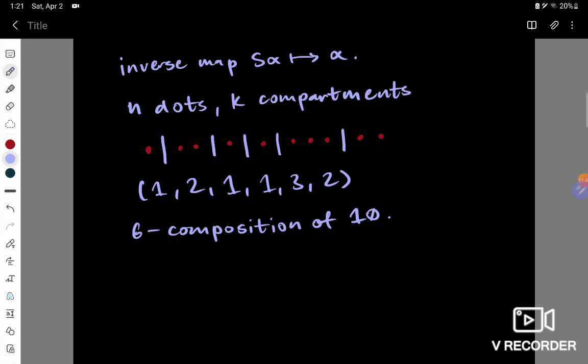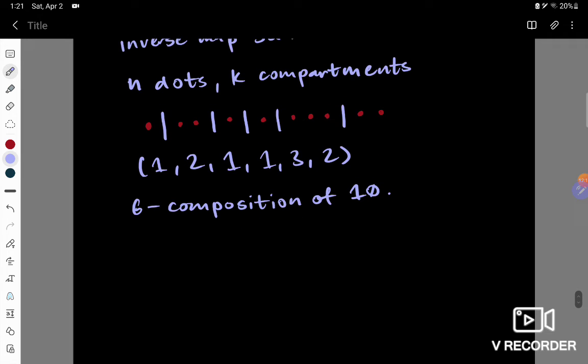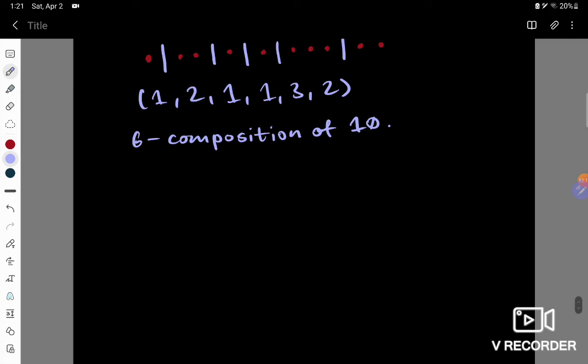This is a very useful idea. And between the n dots here, these 10 dots, there are n-1 spaces that separate them when you draw them in this linear ordering like that. So this is the n-1 choose k-1, and now we're sending this bijection from S alpha to alpha. So this is a 6 composition of 10. I hope this example helps.